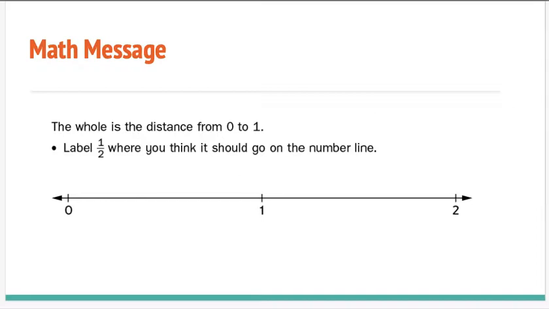This is our math message today. This is just a little bit of a review. So let's think about this. The whole is the distance from 0 to 1. So here's 0, and here's 1. A whole is from here to here. Label 1/2 where you think it should go on a number line. So in your notebook, draw a number line and label 1/2.